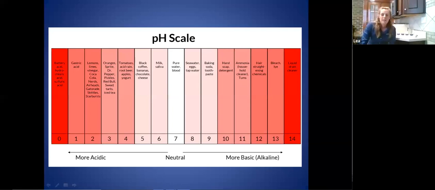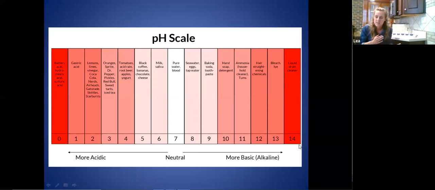All right, so what we're looking at here is our pH scale. As you can see at the bottom, it goes from 0 to 14. There are actually things that can fall below 0 or above 14, but they're very uncommon, so we're just going to look at 0 to 14. What's really interesting about the pH scale is that neutral is in the middle of the scale. 7 is what we consider to be neutral. It's neither acidic nor basic.